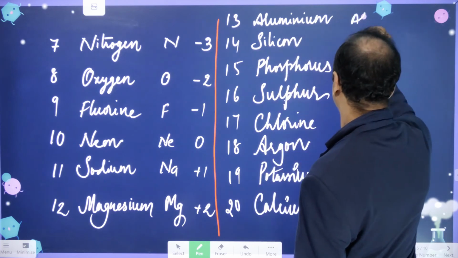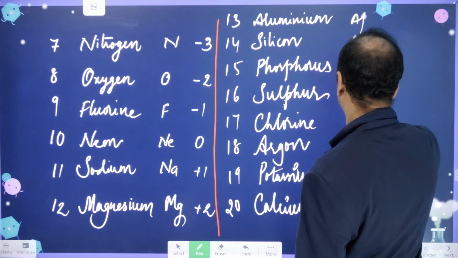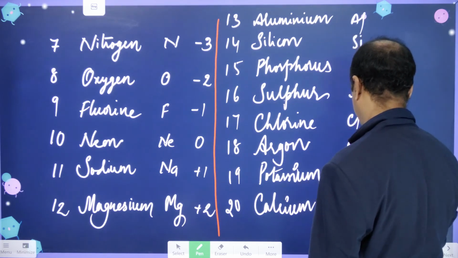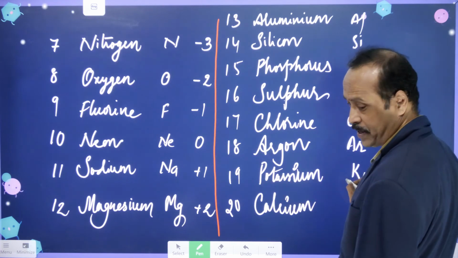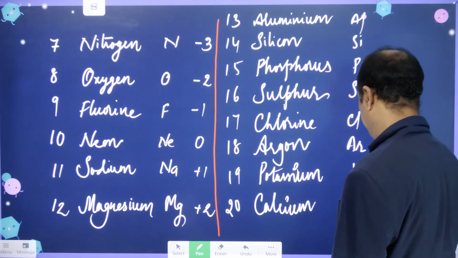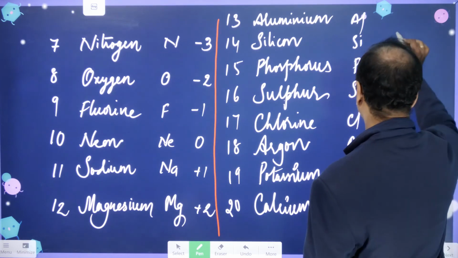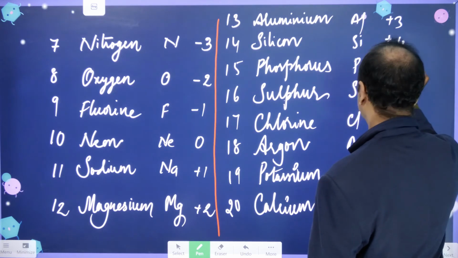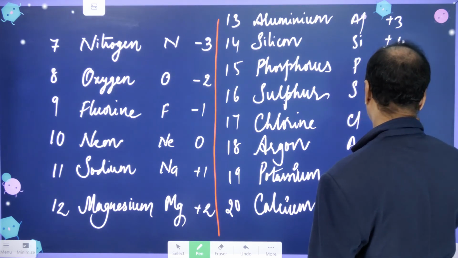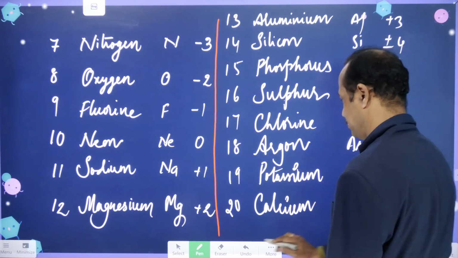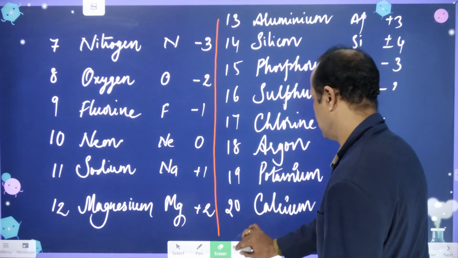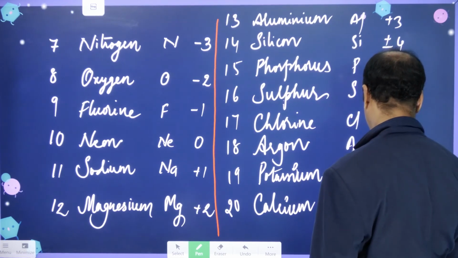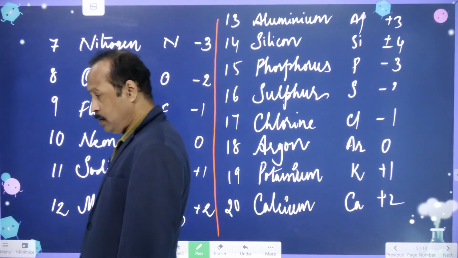Symbols: Al, Si, P, S, Cl, Ar, K. Students, here see potassium is K, and calcium is Ca. Valences, if you see: +3, ±4, -3, -2, -1, 0, +1, +2. So note down all this.